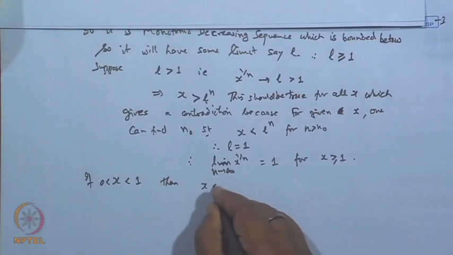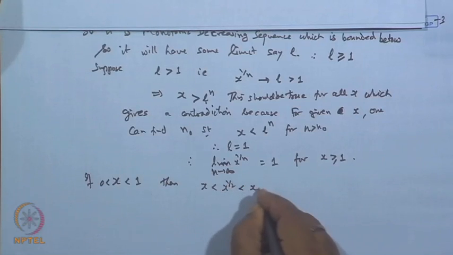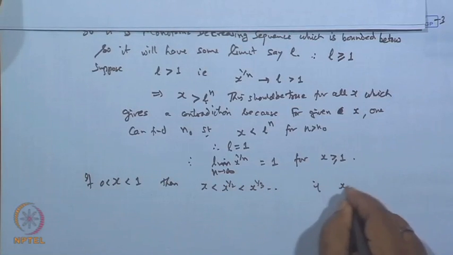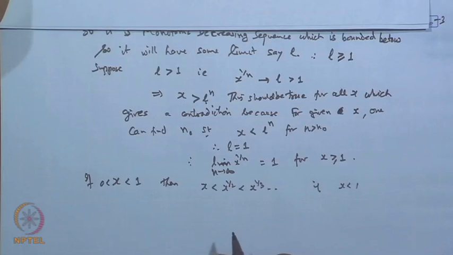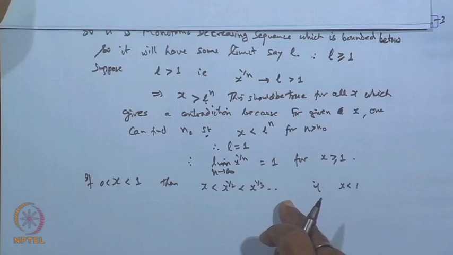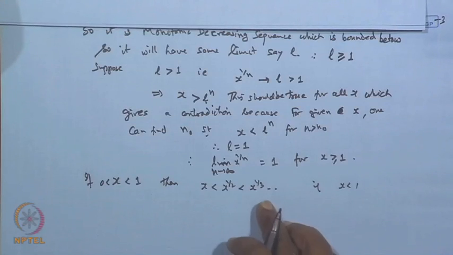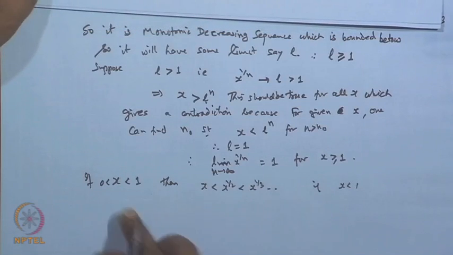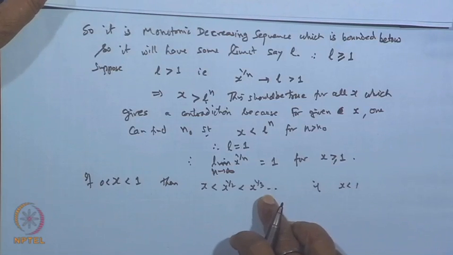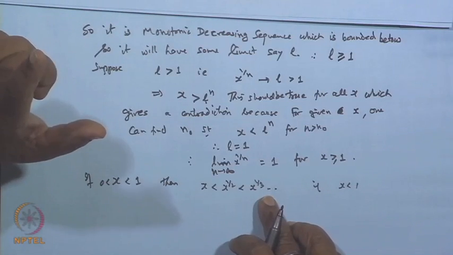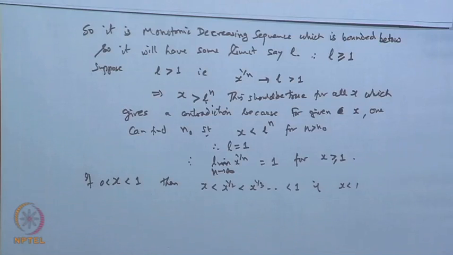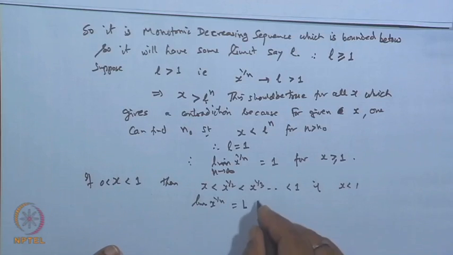So, then x is less than x raised to the power half, less than x to the power one third, and so on, if x is less than 1. Okay? So, it is an increasing function. And it will always be less than 1. So, when you take the limit of x raised to the power 1 by n, suppose it is capital L, which is less than or equal to 1.